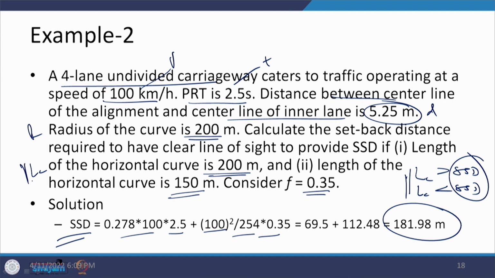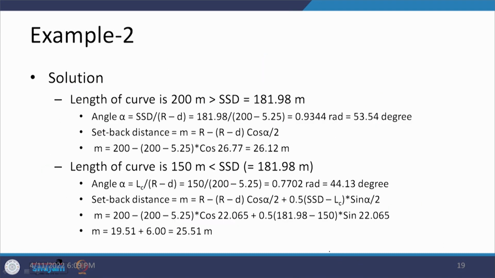If we compare it with LC, we get two cases: in one case LC is greater than SSD, and in the other case LC is less than SSD. These are the cases we discussed in the previous slides. So, when LC is greater than SSD, alpha is calculated as SSD divided by r minus d, and what we get is 53.54 degrees.